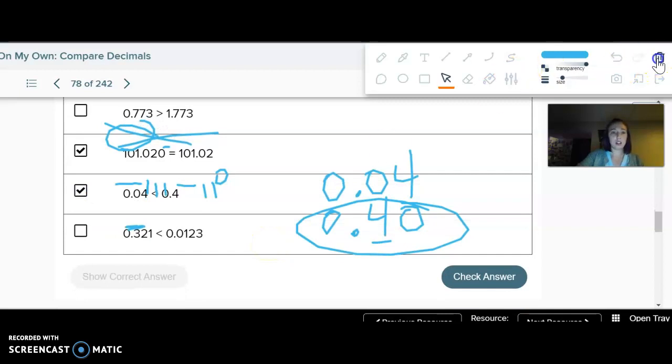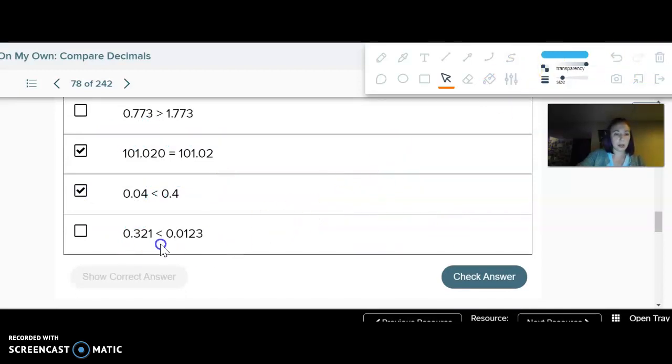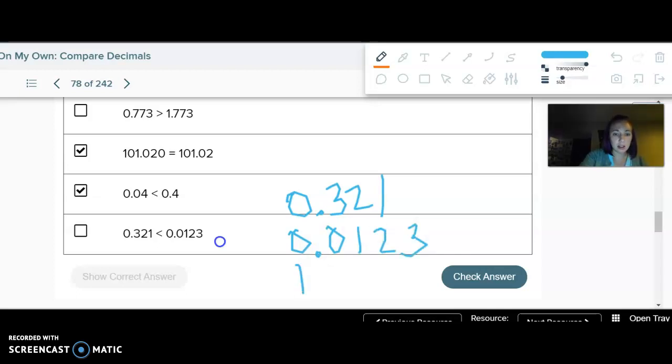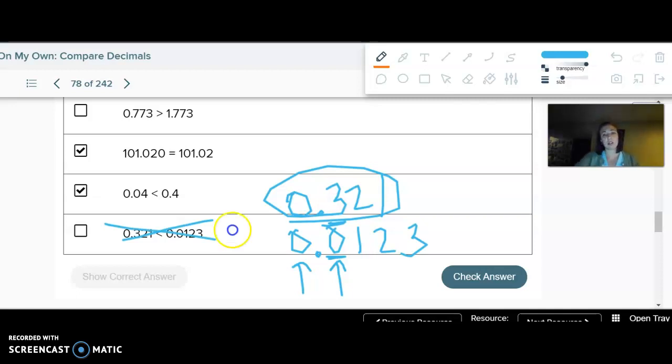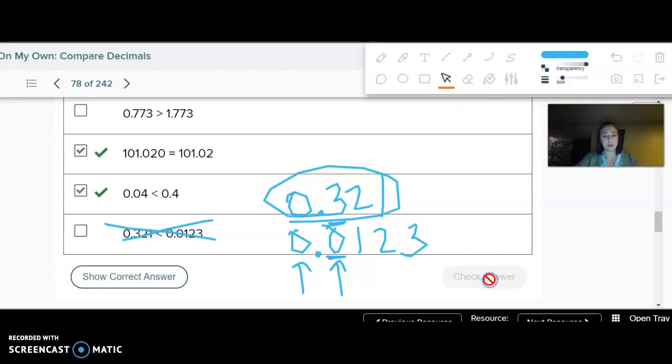And then 321 thousandths versus 123 ten-thousandths. Again, when they get so long, it can be helpful to line them up. 0, 1, 2, 3. The same. Look here. 3 is bigger than 0, so we know this first one is bigger. Is that what it's saying? Nope, it's saying the first one is smaller, so I know that one is not right. So again, I went through all my options to double check I got all of them.